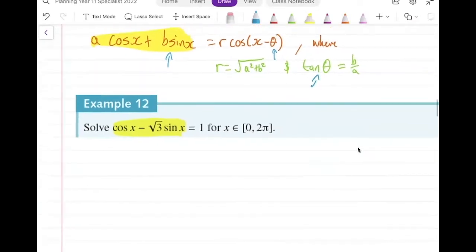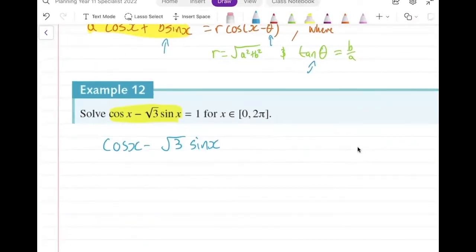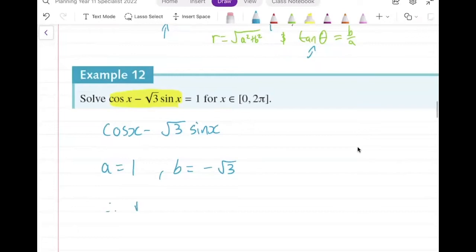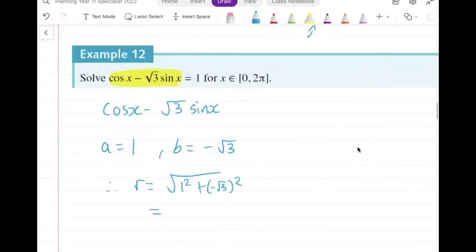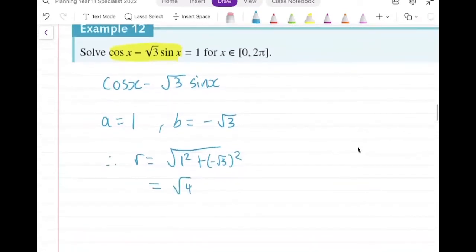In this question, let's rewrite it: cos x minus root 3 sine x. If I just look at this left-hand side, my first step is to simplify all of this, and then I can solve for when this expression is equal to 1. So a is going to equal 1, b is going to equal negative root 3. Therefore, r is going to equal the square root of 1 squared plus negative root 3 squared. That's going to equal the square root of 4, which is going to equal 2.